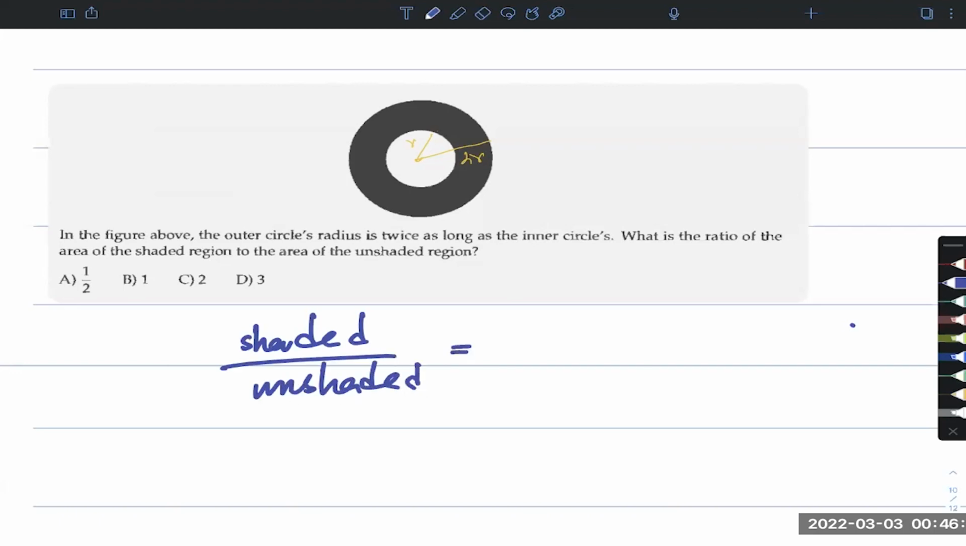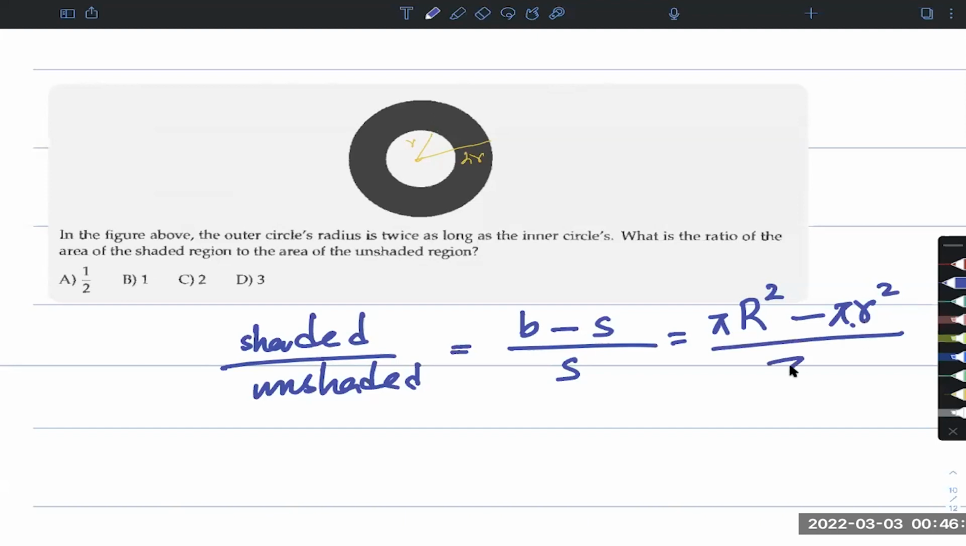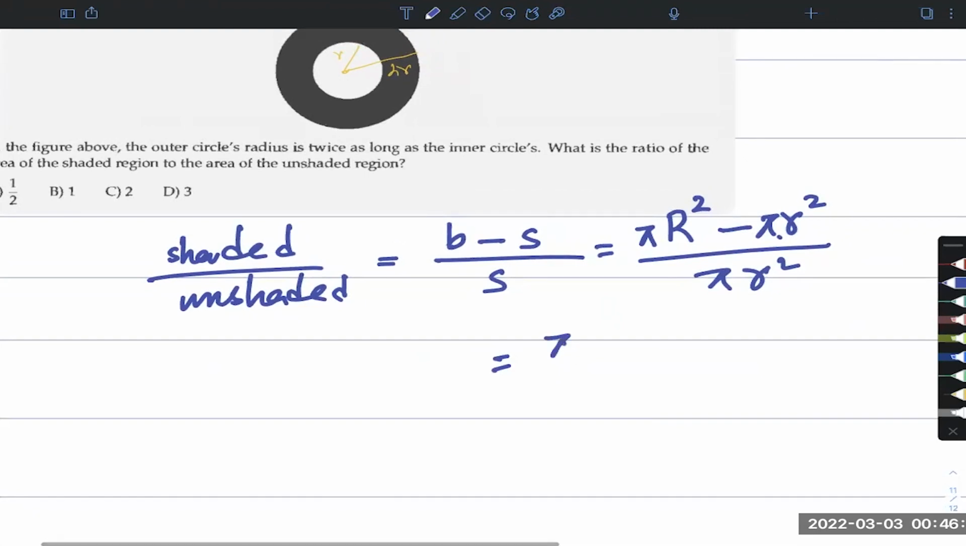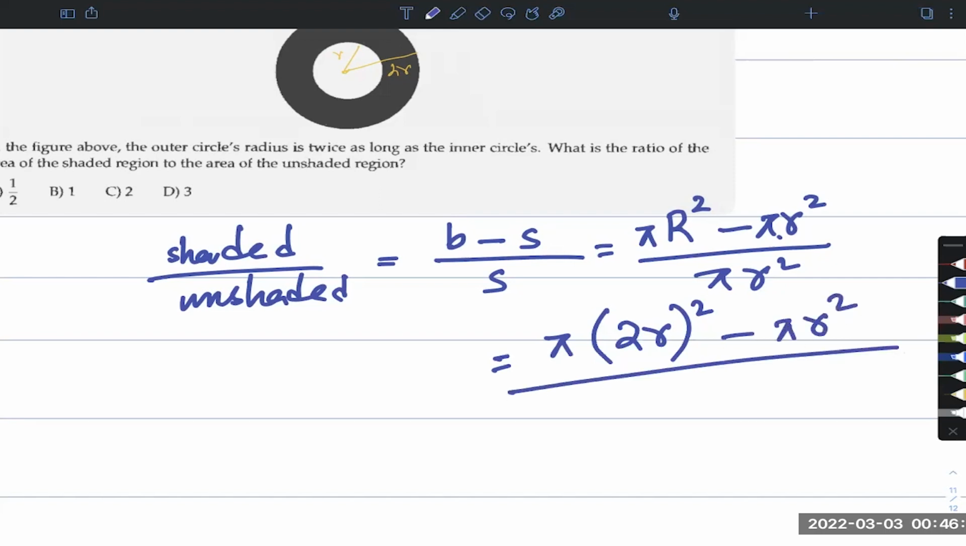Now, what is shaded area? Shaded is the bigger circle minus the smaller circle, and the unshaded is just the smaller circle, right? So let's just apply the formula. We know a bigger circle का radius होगा, area होगा pi into r squared, और smaller circle होगा pi into r squared, divided by pi r squared. Now, what is my bigger radius? It is 2r. So I'll just plug that in there. Pi times 2r whole squared minus pi r squared over pi r squared.